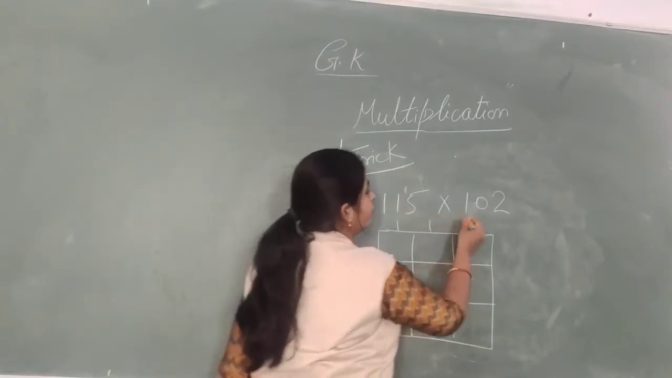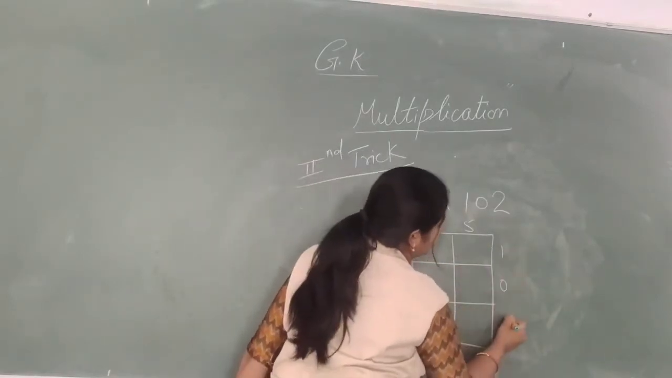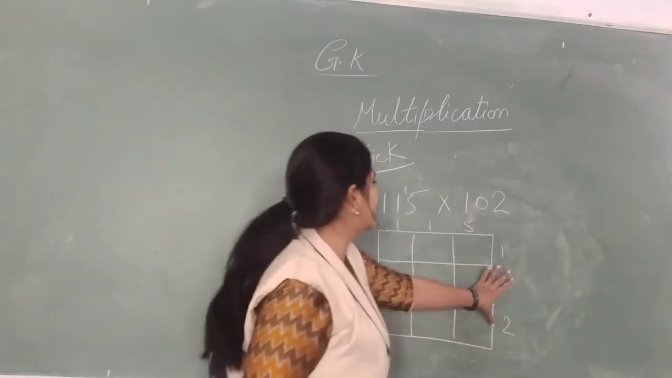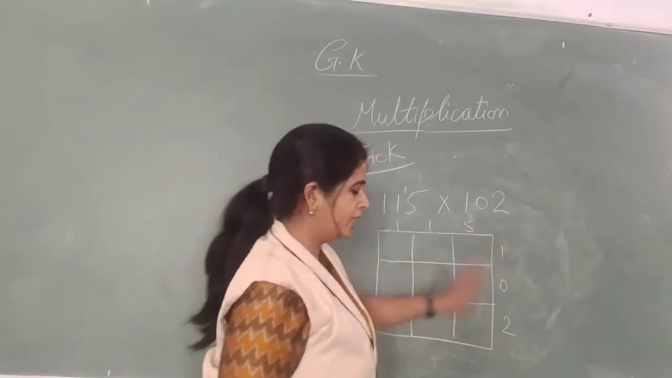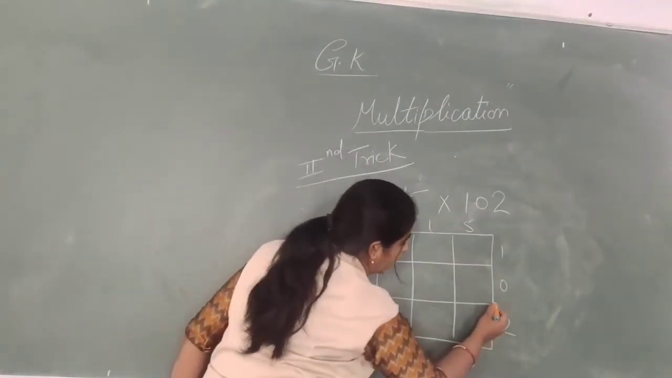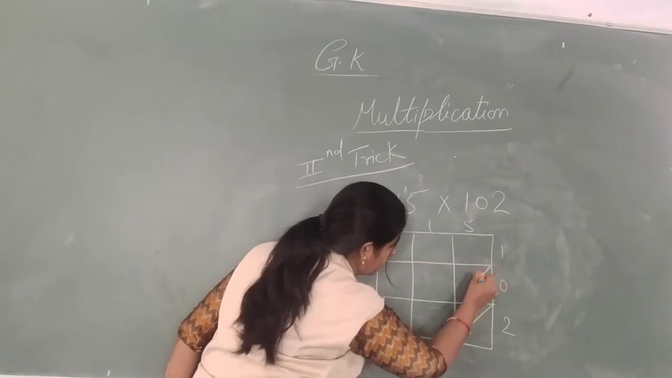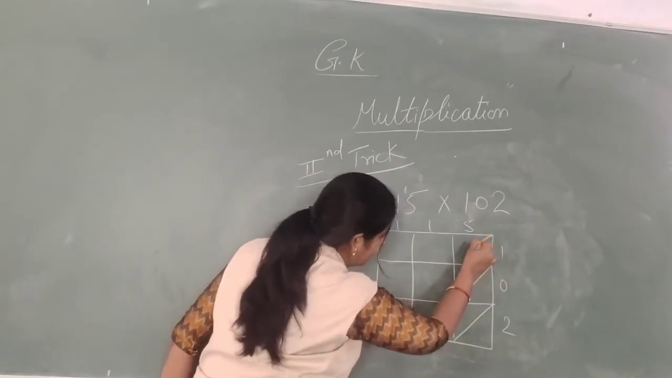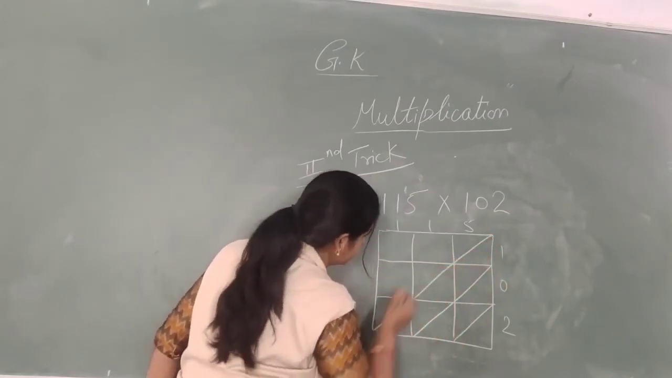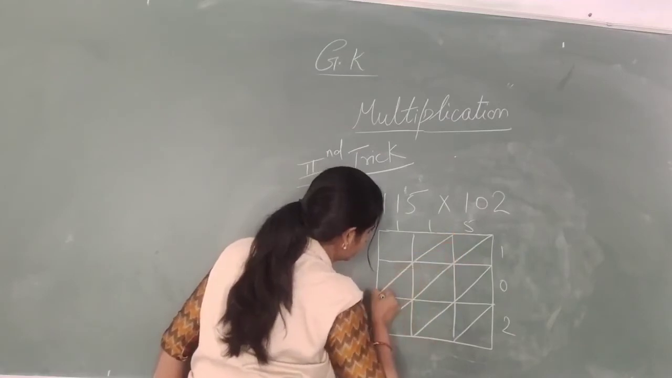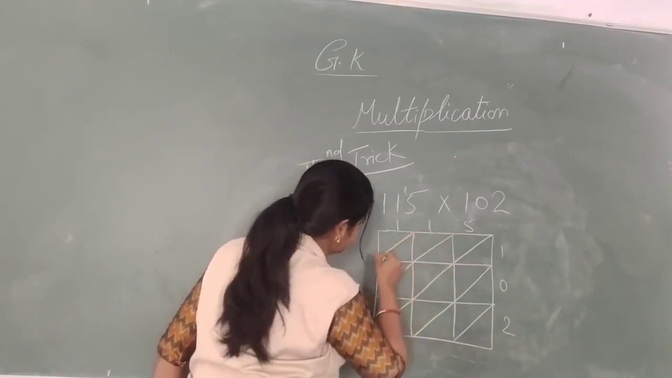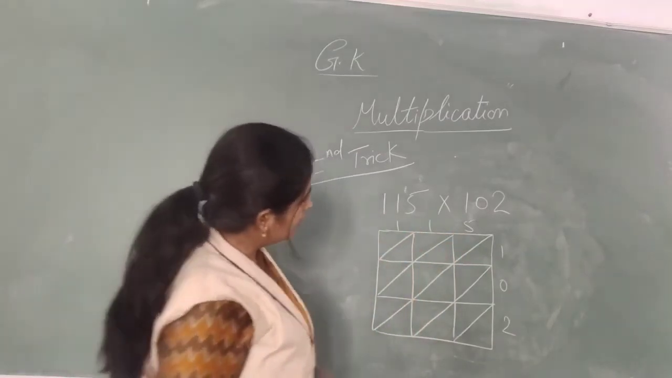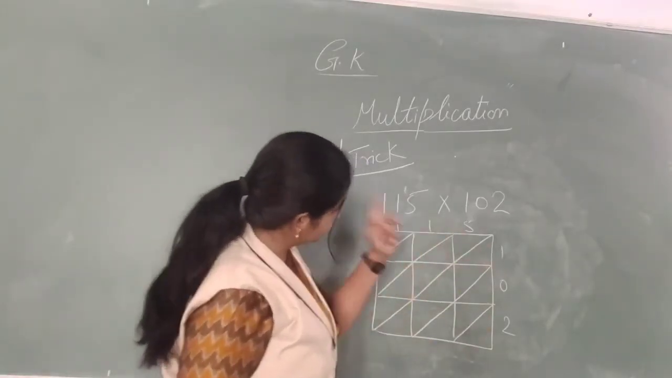Okay, 1, 1, 5, 1, 0, 2. It doesn't matter if you write this number here and this number there. I make diagonals now. Make diagonals carefully. All the points should be met. I have made all the diagonals. Now fill these boxes by multiplying.